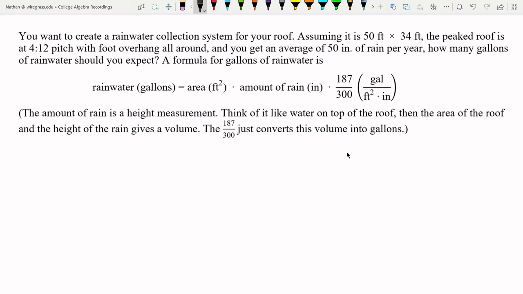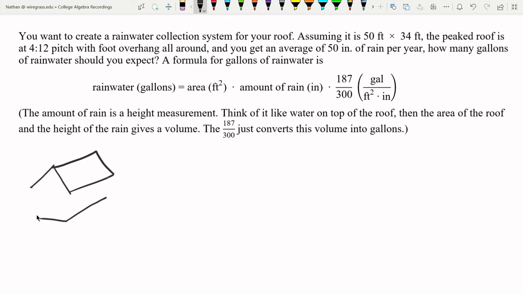So let's look at a couple application type problems for quadratic equations. Here we have a rainwater collection system for a roof. That's what we're trying to find. And we know our house is 50 foot by 34 feet. So you can think of the house like this. It's a peaked roof, which means it's going to look like this.